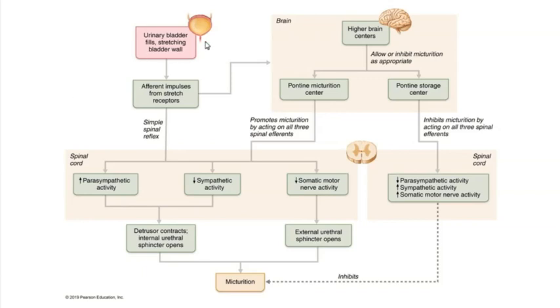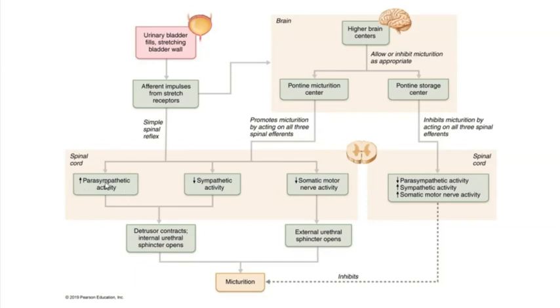So looking at this in a diagrammatic form here, if we turn our attention to this left side here, that kind of shows what's going on in terms of the reflex action of voiding the urinary bladder. So we see that as the urinary bladder fills, it stretches. We see stretch receptors activated in the walls of the urinary bladder. That sends sensory information to the sacral region of the spinal cord, and we have a simple spinal reflex that's initiated to control this, where we get activation of the parasympathetic pathway.